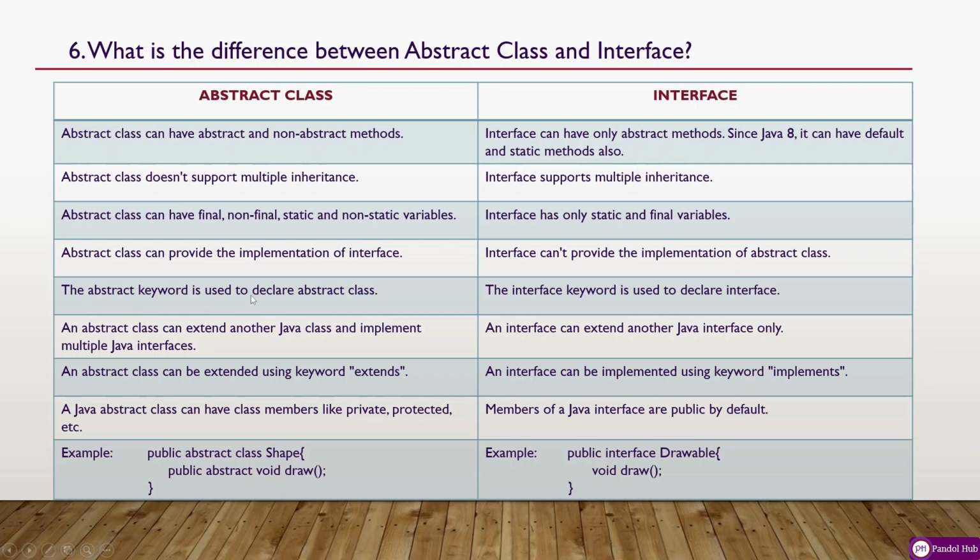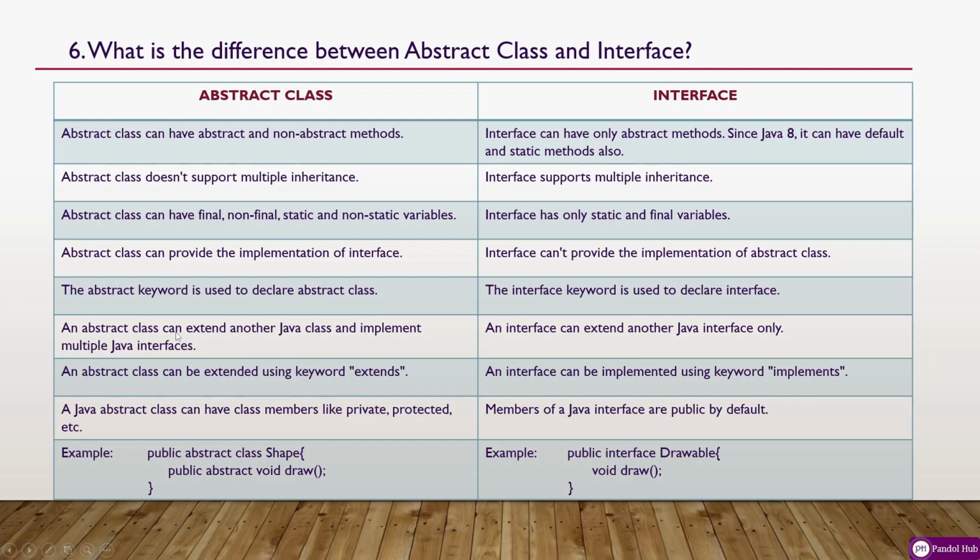The abstract keyword is used to declare an abstract class. The interface keyword is used to declare the interface. This is obvious. A Java class can extend another Java class and implement multiple Java interfaces. An interface can extend another Java interface only. So this is the basic thing, right?